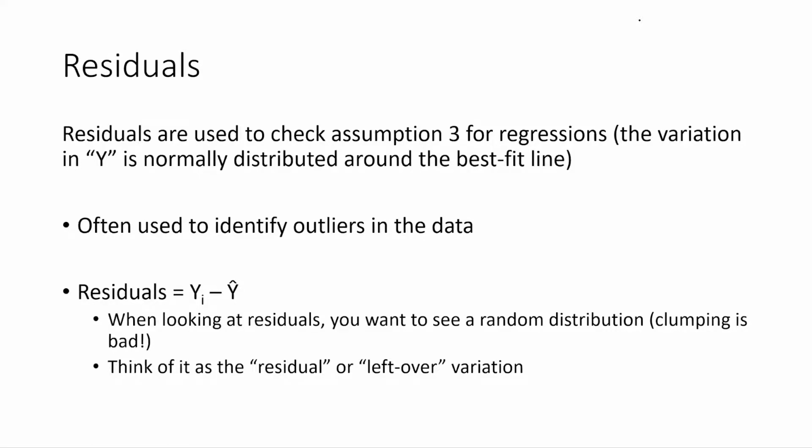Residuals, again, are just leftover variation that we cannot explain using our regression. And we actually use our residuals to check assumption 3 for the regressions, that the variation in y is normally distributed around the best fit line. And you can also use residuals to identify outliers in the data. So our residuals are calculated by comparing each y to our estimate of y, or our best fit line. When you're looking at the residuals, you want to see a random distribution. Clumping is a bad sign.